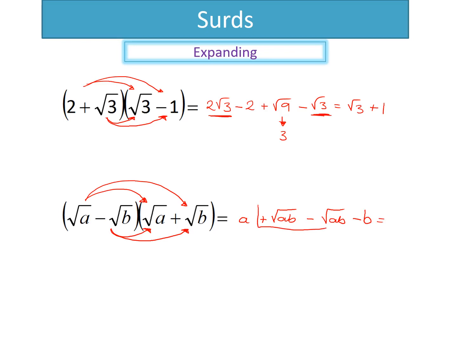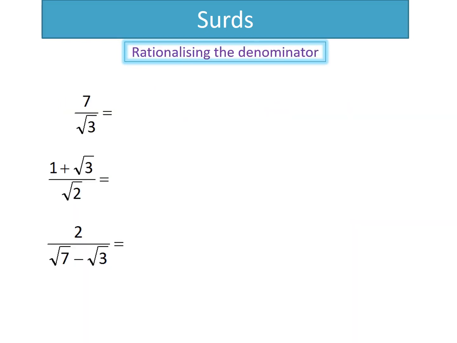Now notice that I can simplify this part here. This will actually cancel, and what I have left over is a minus b. And that is very, very important that we remember this, because we're going to use it when we have to rationalize denominators. So let's have a look at how rationalizing denominators works.